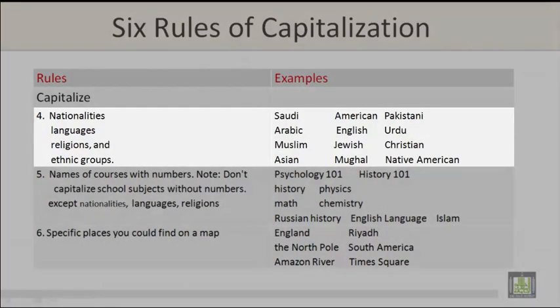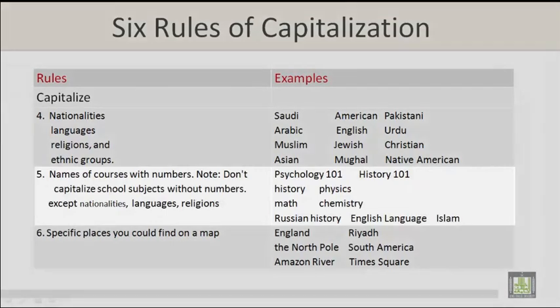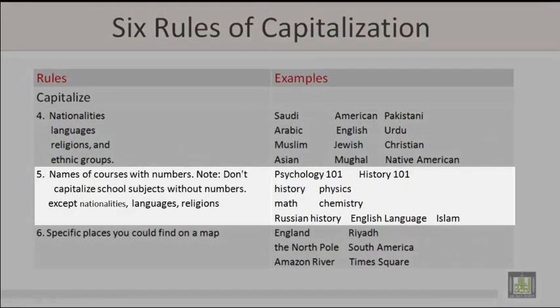Rule number 4. Nationalities, languages, religions, and ethnic groups. For example, Saudi, Arabic, Muslim, Asian, American, English, Mughal, Pakistani, Urdu, Christian, and Native American. Rule number 5. Names of courses with numbers. Note, don't capitalize school subjects without numbers. The exceptions are nationalities, languages, and religions. Let's take a look at the examples.